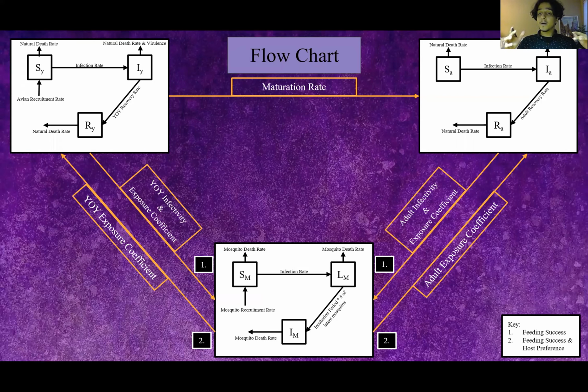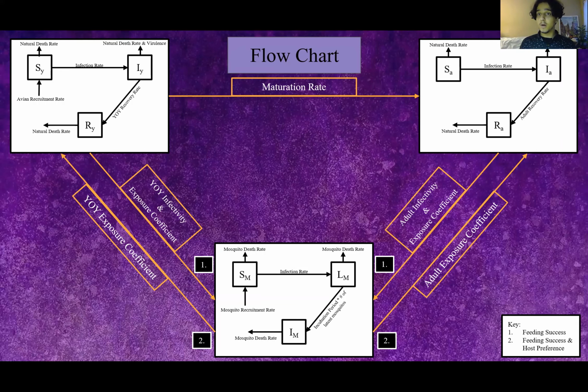Now, for the one going from birds to mosquitoes, you have an infectivity and an exposure coefficient. This shows how likely these mosquitoes are to successfully get a blood meal, which you see in the key is the feeding success, denoted by number 1. And it shows you how infectious this bird is and how likely that mosquito is to be exposed to the virus. Now, going from mosquitoes to birds, you only have your exposure coefficient because it just shows how likely this bird is to get the virus. There's not really any other parameter that needs to be taken into account.